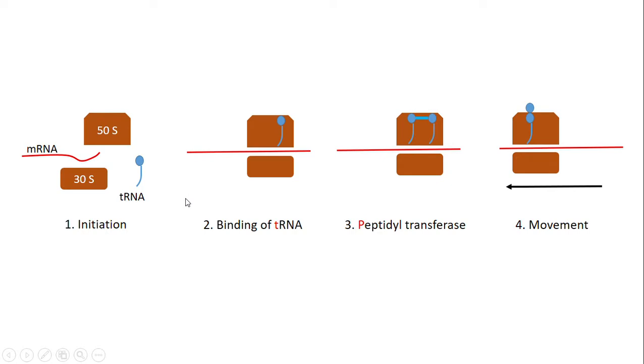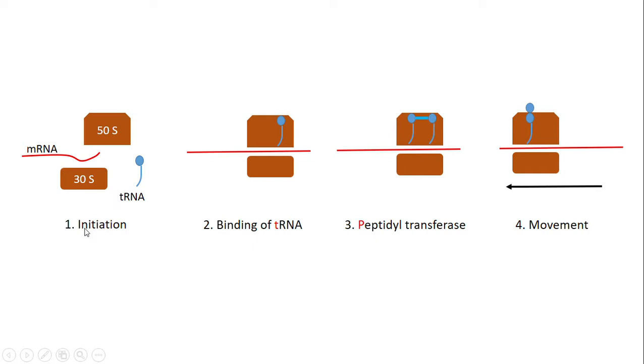Let's review the steps of protein synthesis to know the target of each of these medications. The first step is that the different structures will come together to form the initiation complex, and this is what we call initiation. The second step is that the tRNA will come and bind, and then we will form a peptidyl bond between the amino groups by the enzyme peptidyl transferase, and lastly the ribosome will move to carry on with the protein synthesis.